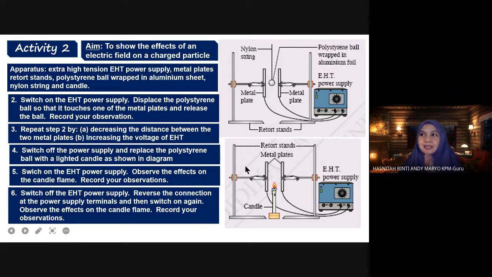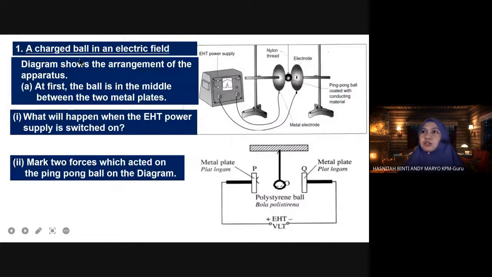Okay, this is the second example. We place a lighted candle in between the two plates. So what will happen when you switch on the EHT? So we will see later on. Okay, so students, this is the first situation, a charged ball in an electric field.